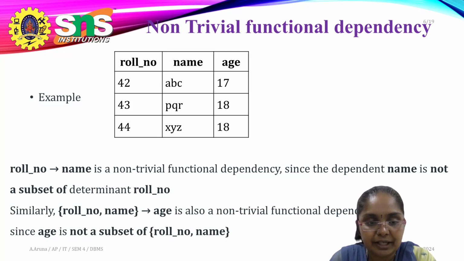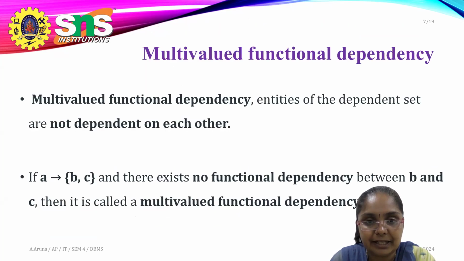So I have quoted this here: roll number, comma, name is the X component. Age is my Y component. Here, age is my Y component, and the Y component is not present in my X component. So this type of relation is a non-trivial functional dependency.